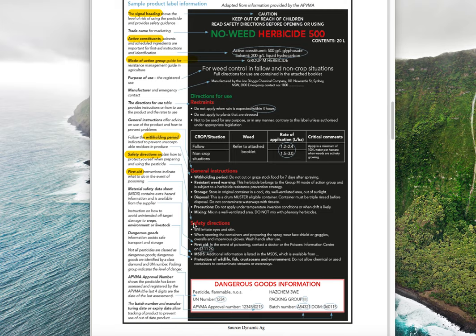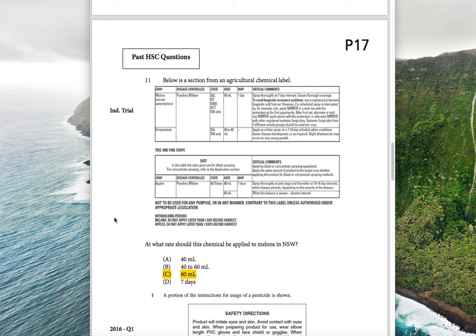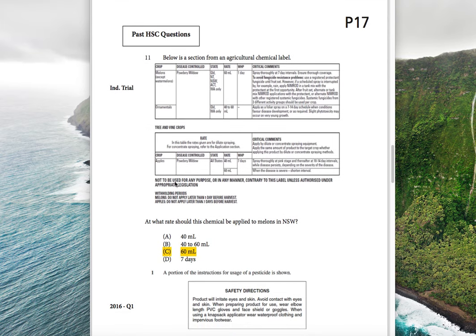Safety directions. Obviously, as we talked about before, you need to read the safety directions and the first aid instructions. So in terms of how you might get asked about questions for this, we've got a chemical label here, and it says, at what rate should this chemical be applied to melons in New South Wales. This is apples, it's not that. This bit's melons here, and this clearly has New South Wales in here down to Queensland. So we're after New South Wales melons, and the rate is 60 millilitres, and the withholding period is 1 day.